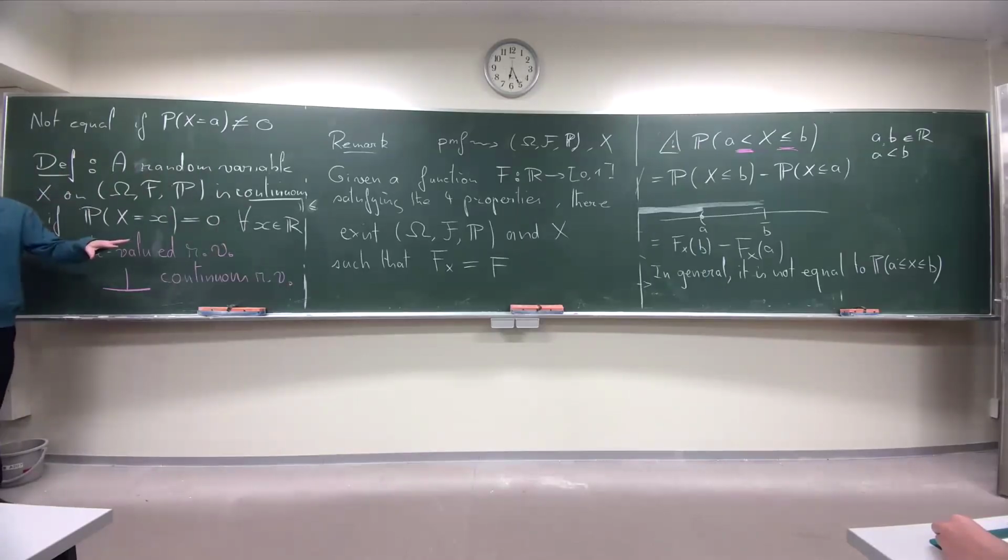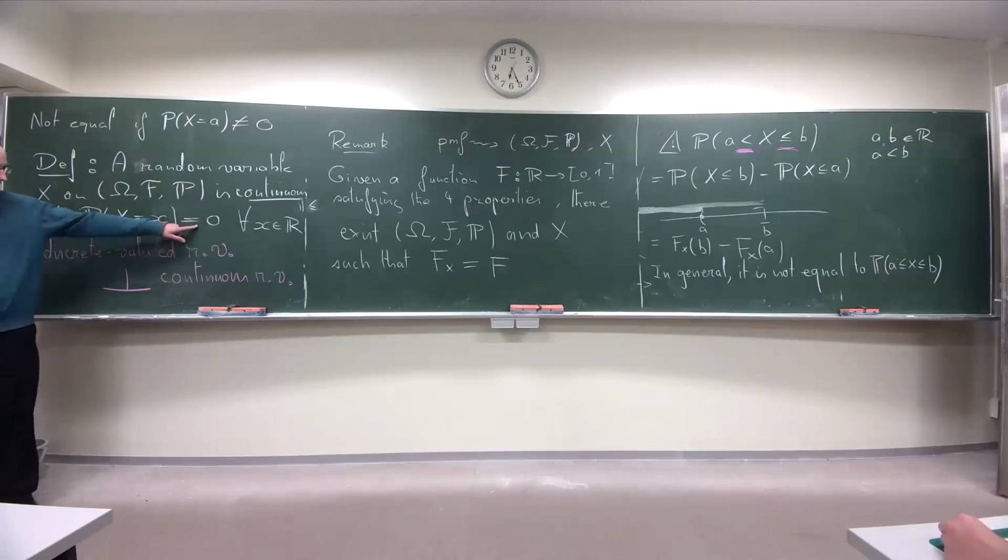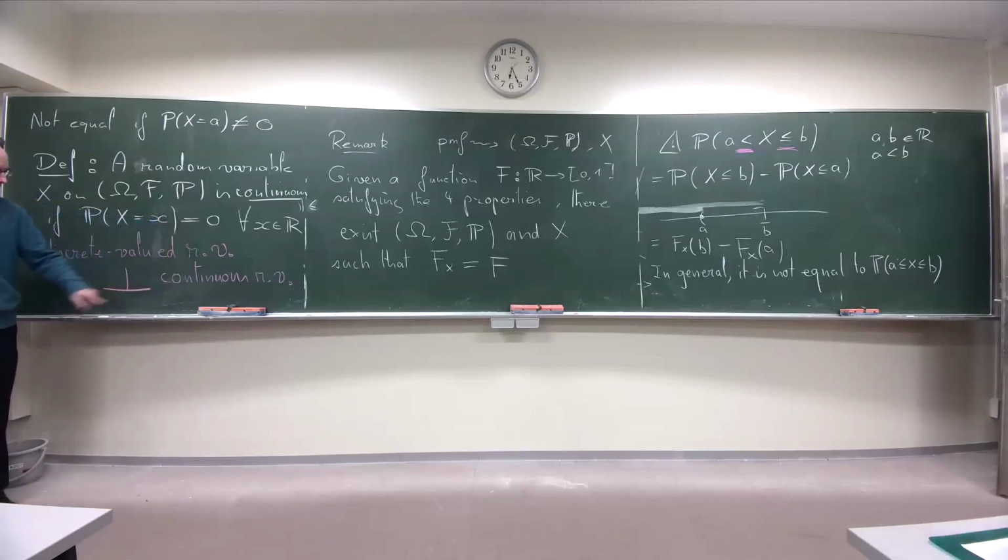There are two extreme cases. This one has only discrete values, so only points matter. This one, the continuous one, points do not matter. And we will see that, in fact, this is at the root of one theorem, which is the Lebesgue decomposition theorem. We will mention it next week, probably.